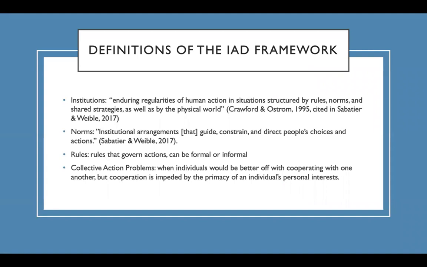It is essential to understand the definitions of some key terms discussed in the IAD framework. The first key term is institution. Crawford and Ostrom defined an institution as the enduring regularities of human action in situations structured by rules, norms, and shared strategies, as well as by the physical world.